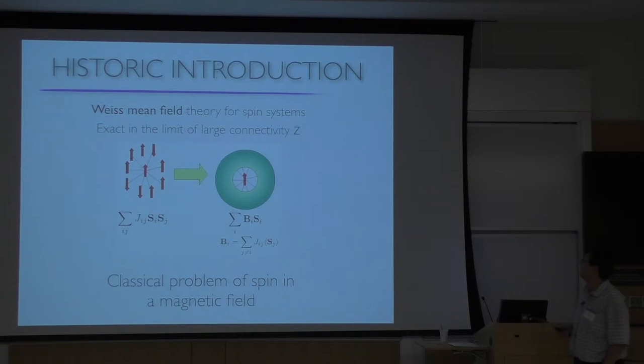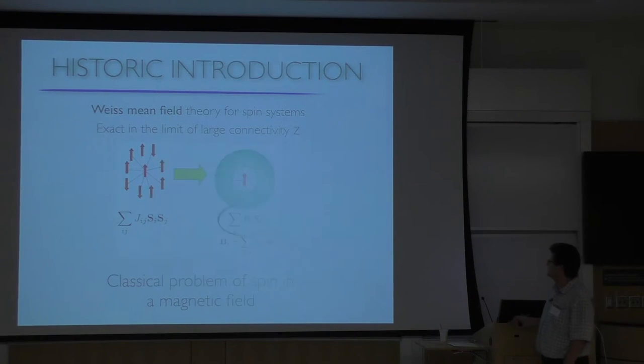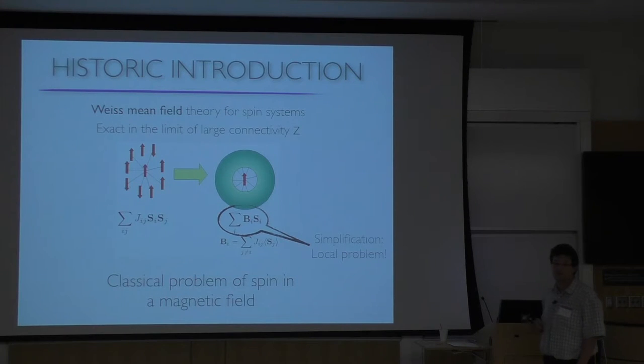So how does it look like in functional language? Okay. So the important point is that this was derived by analogy to the Weiss mean field theory for spin systems, and actually works in a very similar way. If we have a spin system where each spin interacts with lots of nearest neighbors, when the connectivity z goes to infinity, then we can approximate the influence of all the other spins on a single spin with an effective magnetic field, isn't it? Effective magnetic field. And the important point is that when we calculate this Weiss field, B_i, then we have a completely local problem. So this problem is a problem of a single local spin in a magnetic field. And that, of course, is very simple to calculate.